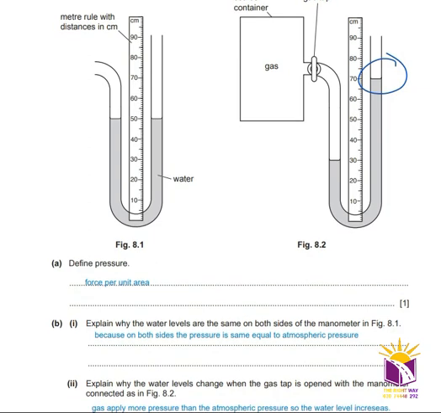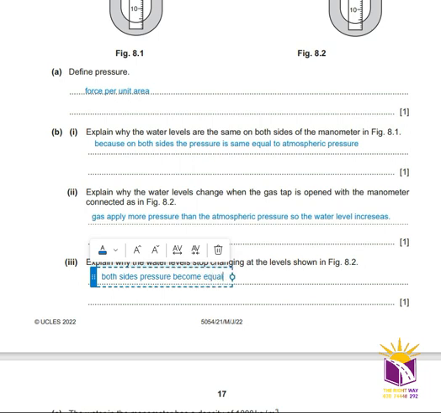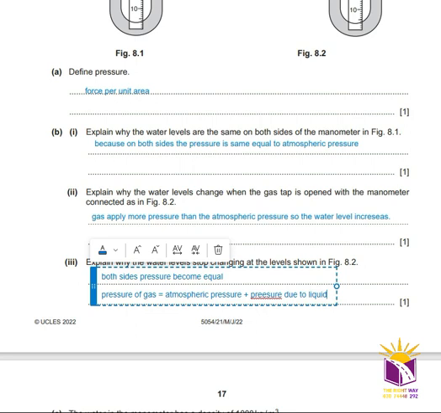Explain the water level stop changing at level shown in 8.2. Why after this the water level does not change? Okay, you can write because both sides will have equal pressure, pressure becomes equal, pressure of gas is equal to atmospheric pressure plus pressure due to liquid.